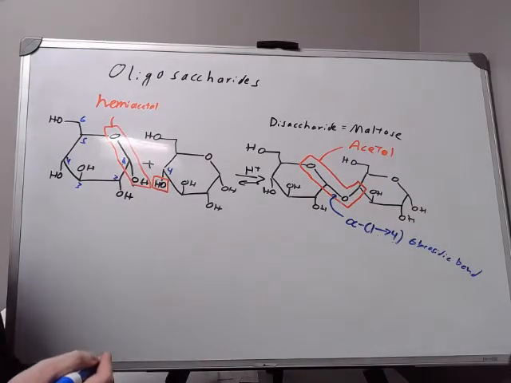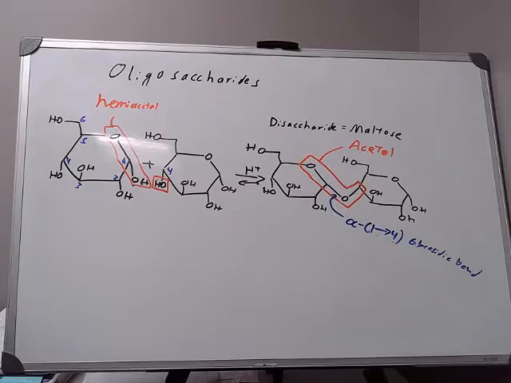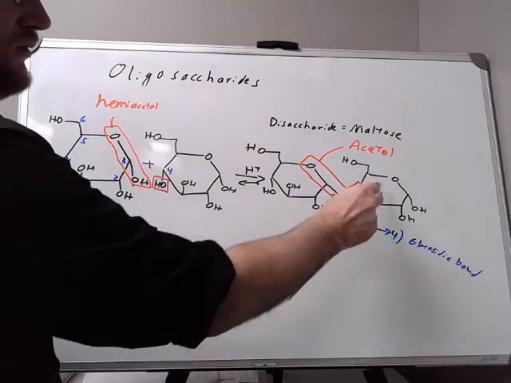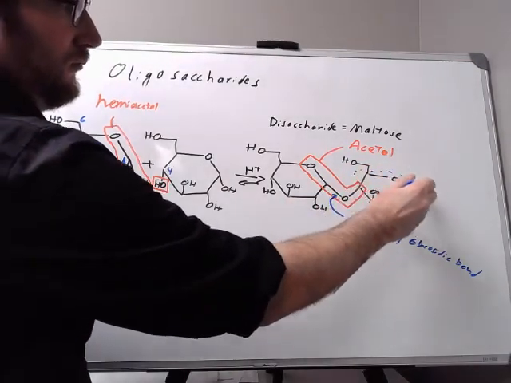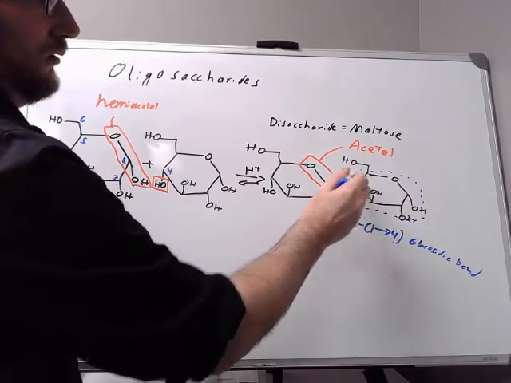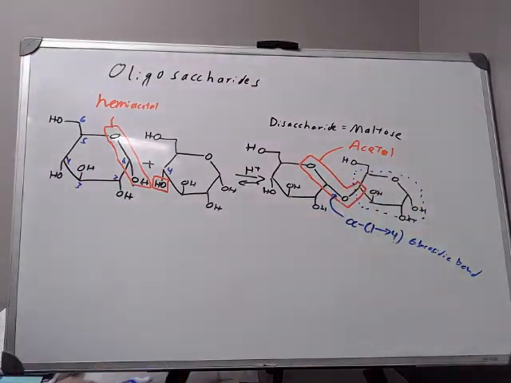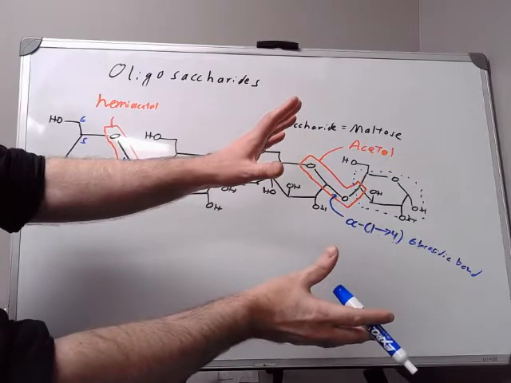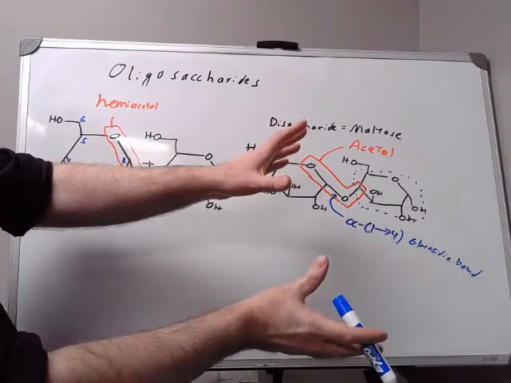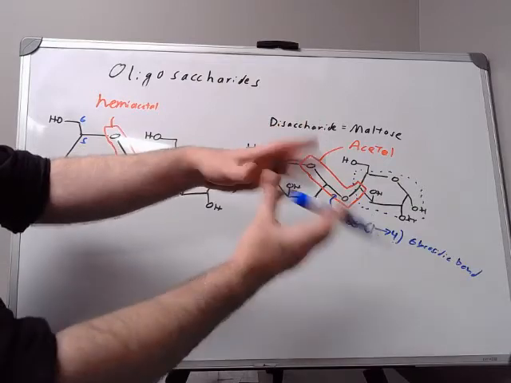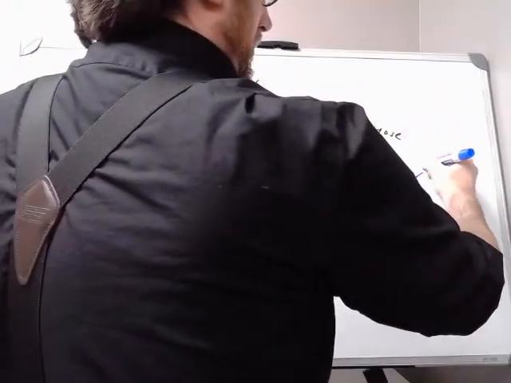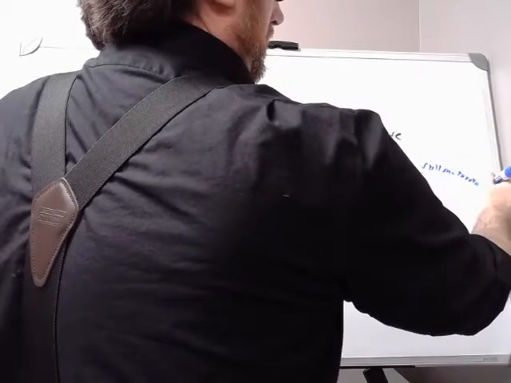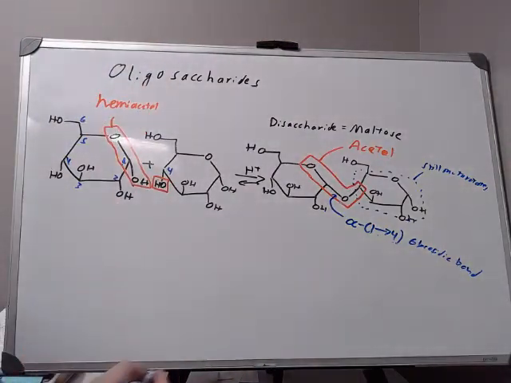We discussed the concept of mutarotation and reducing sugars. This maltose is still a reducing sugar because even though this monosaccharide, our right-handed glucose, is cyclic and attached in this disaccharide, it can still open up into a linear form. And because it can open up in a linear form and reclose into a cyclic form, then it can still mutarotate. And it can still act as a reducing sugar.